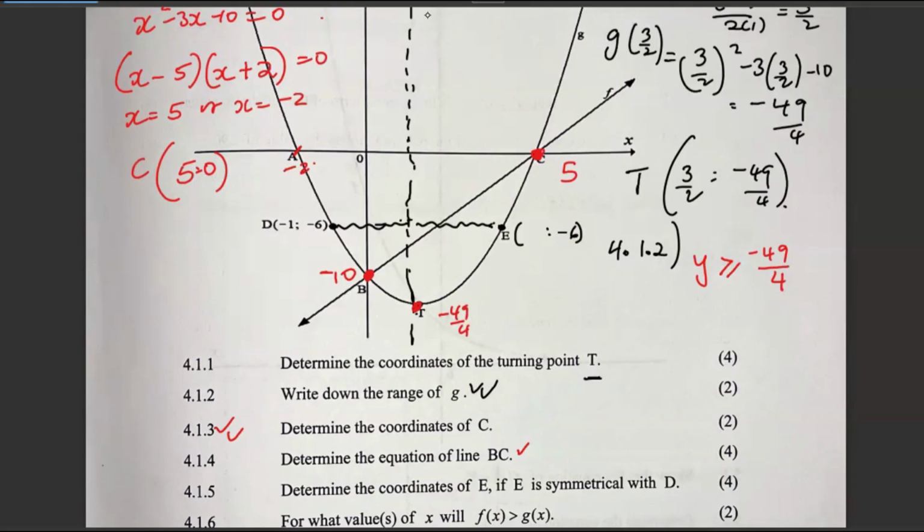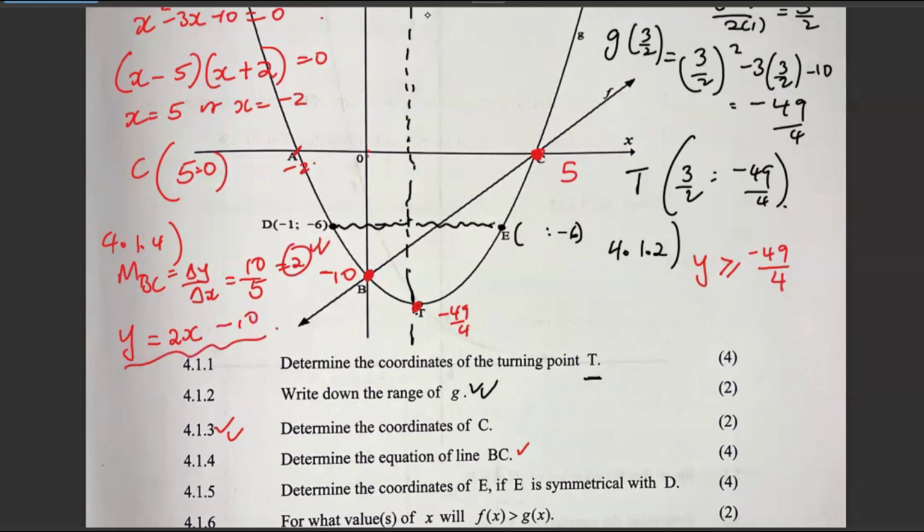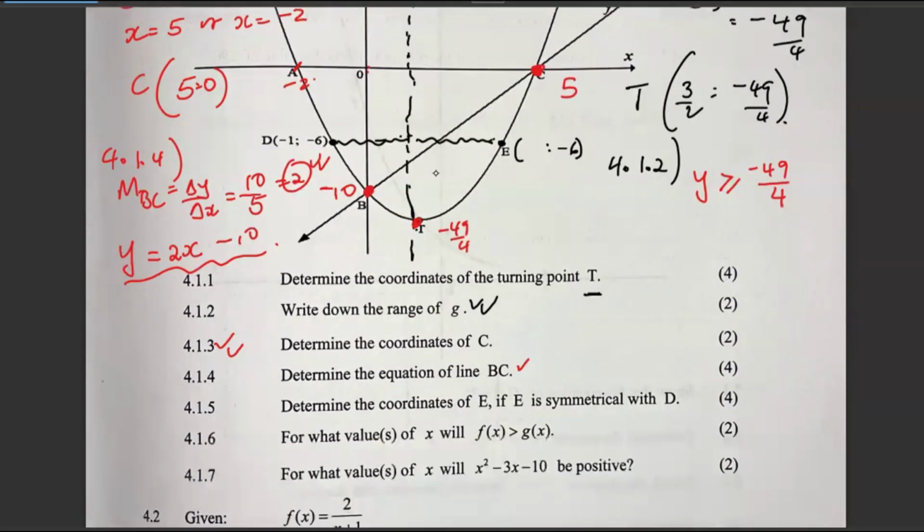Okay, so 4.1.4, let's get the gradient of BC, which is change in y over change in x. So that's going to be 10 over 5. So 10 over 5 gives us 2. So our gradient is 2. And then our equation is going to be y equals 2x, and the y-intercept is -10. Okay, that's why I'm asking, why is it 4 marks? It looks a lot. Okay, then 4.1.5, we must get the coordinates of E if E is symmetrical with D.